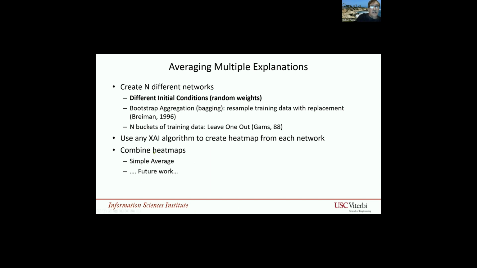And then you can combine the heat maps. And right now we're just doing a simple average, although if you look at accuracy, people have found ways of weighting the heat map, weighting the neural networks differently. Here right now, we're just starting out simply averaging them and seeing what effect that has.